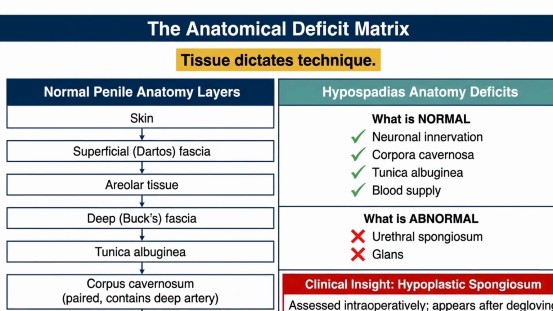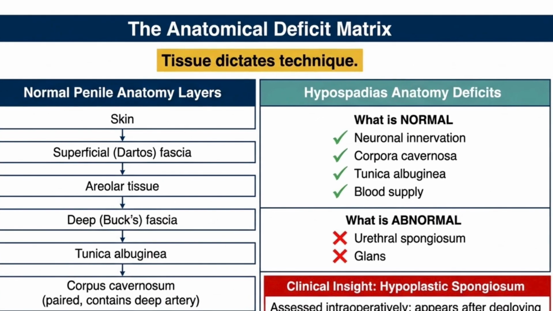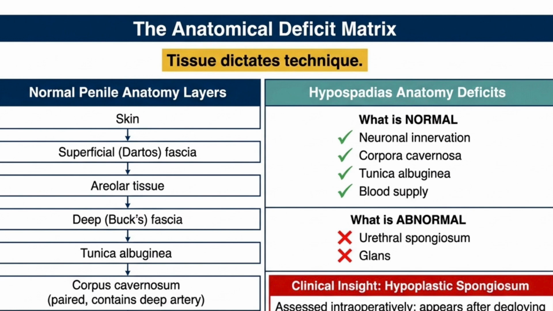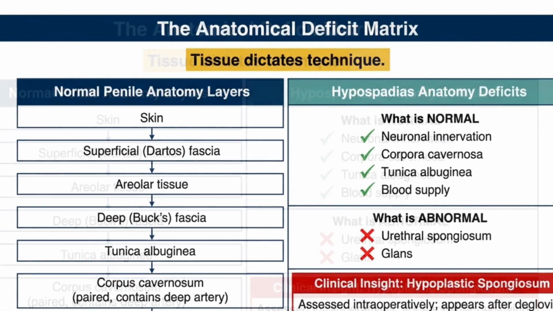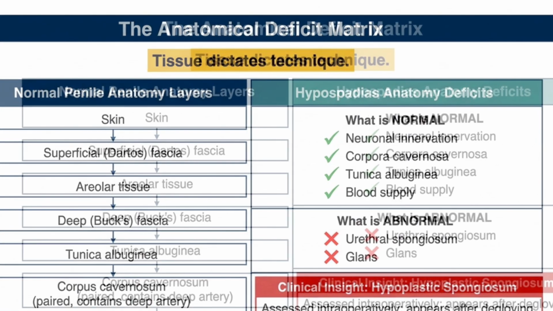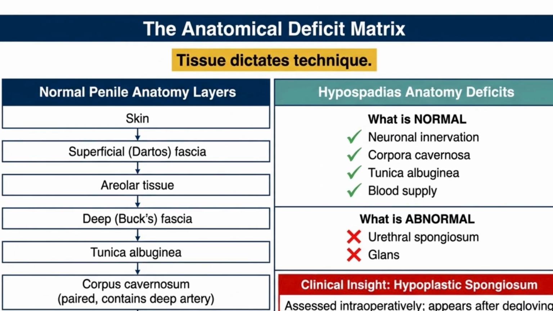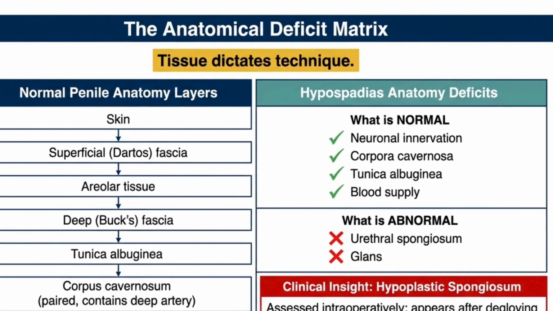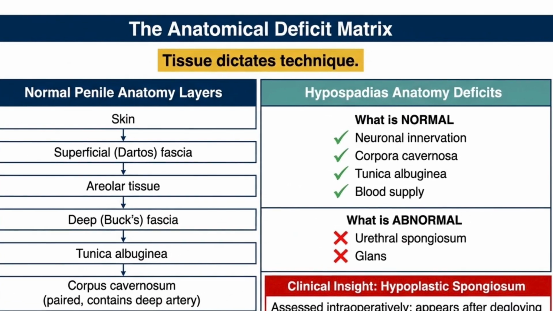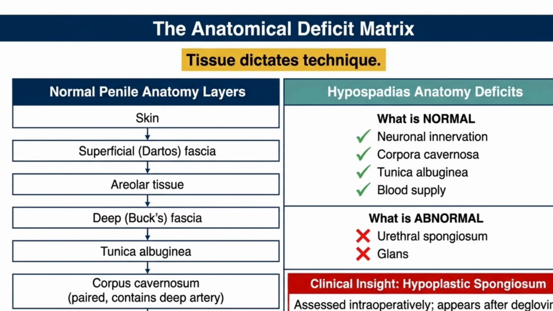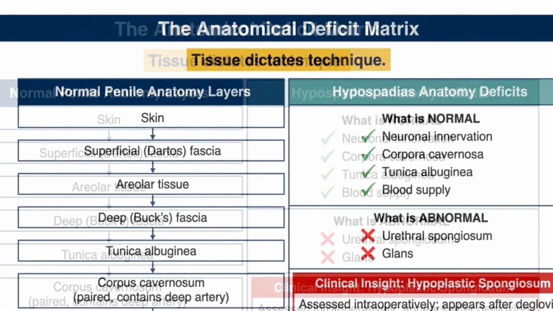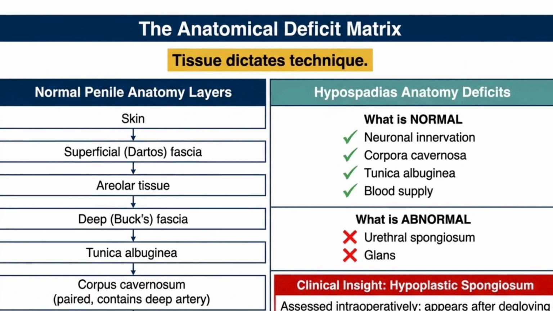The normal penile anatomical layers are the skin, superficial dartos fascia, areolar tissue, deep Buck's fascia, tunica albuginea, and corpora cavernosa, which is paired and contains the deep artery, and ventrally the urethral spongiosum. The structures which are affected in hypospadias are the urethral spongiosum and glans mainly. The structures which remain normal are the neuronal innervation, corpora cavernosa, tunica albuginea, and the blood supply.